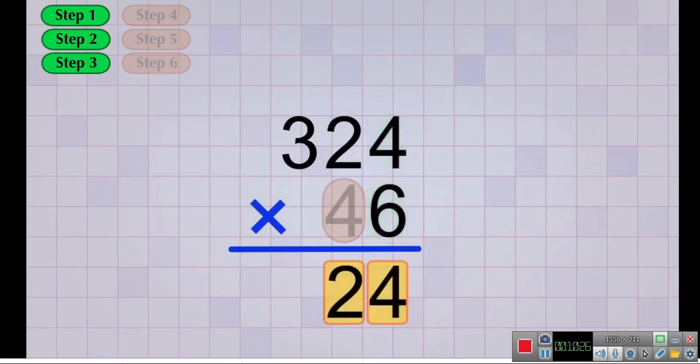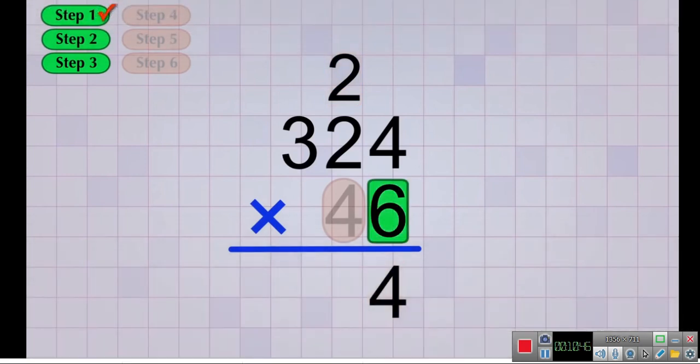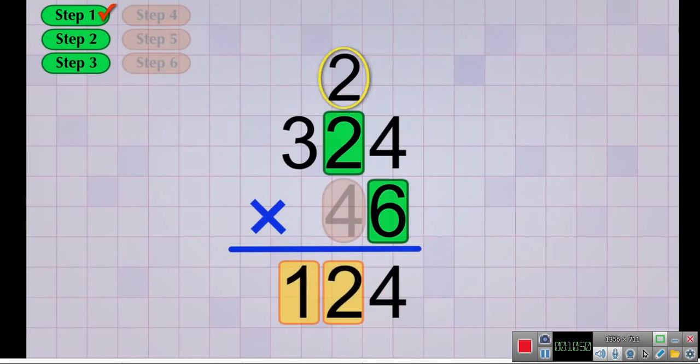And since 24 has 2 digits, we can leave the 4 in our answer line, but we need to carry the 2. The 2 here should be regrouped with the tens. So we don't write it here, we write it up there, above the next top digit that we're going to multiply. So the next step is 6 times 2, which is 12. But we have to add in the 2 that we carried, so 12 plus 2 gives us 14.